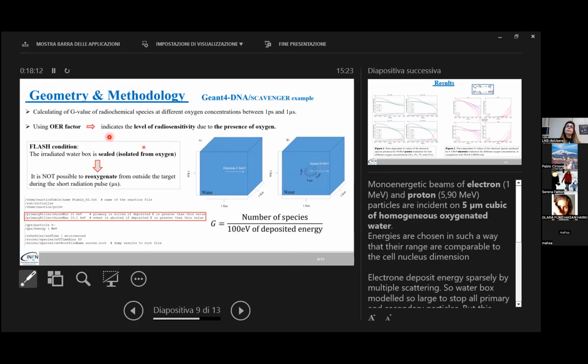And especially for the simulation of flash conditions, we considered the irradiated water box to be sealed. It means isolated from oxygen, so it's not possible to have reoxygenation from outside to inside the target, just for the simulation. But the irradiation particles and other setups are conventional. We just consider this condition for the flash.